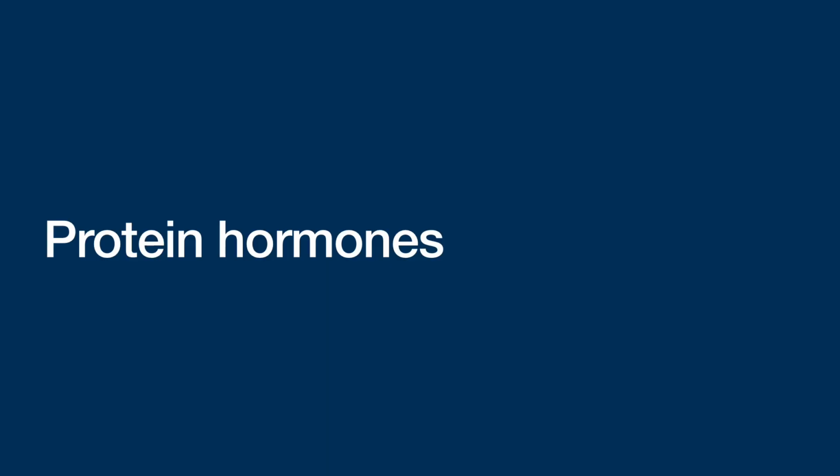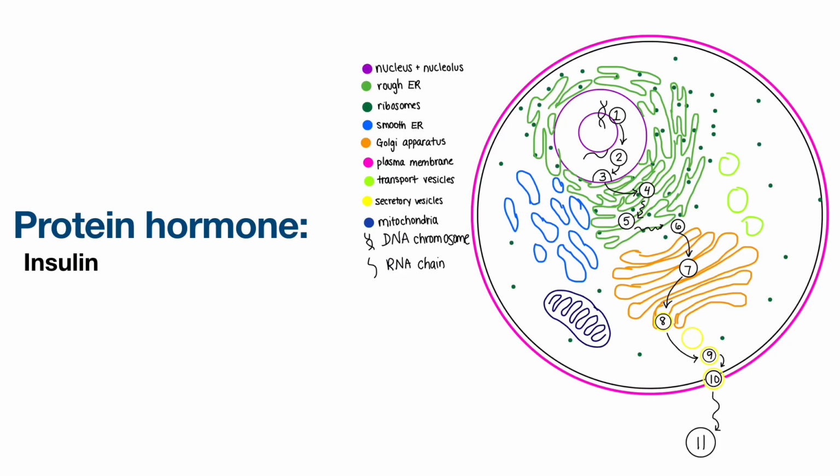The next macromolecule we'll talk about is protein hormones. The protein hormone that I am using as an example is insulin, which is created or synthesized in the beta cells of the pancreas. As we can see in this illustration, the cell's nucleus writes the DNA, and that DNA is transcribed to RNA, which is then processed to become mRNA that can be transported out of the nucleus.